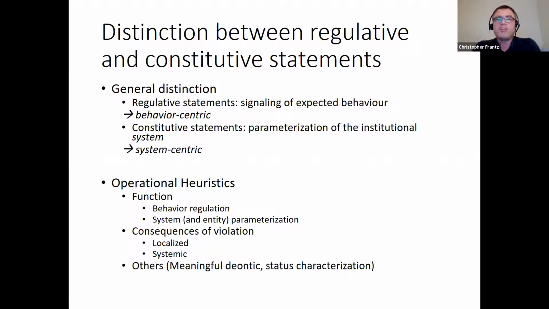To operationalize this more explicitly, we have a set of heuristics that directly reflect the function that may be associated with a particular statement, either behavior regulation or system parameterization, or can be of a further, more complex kind, looking into consequences of violation or hypothetical violation of set statements. Then we identify if, for example, the consequences are more localized and affect the actor that has acted or violated a particular statement, or are more systemic in kind, and again have this reparameterizing character.